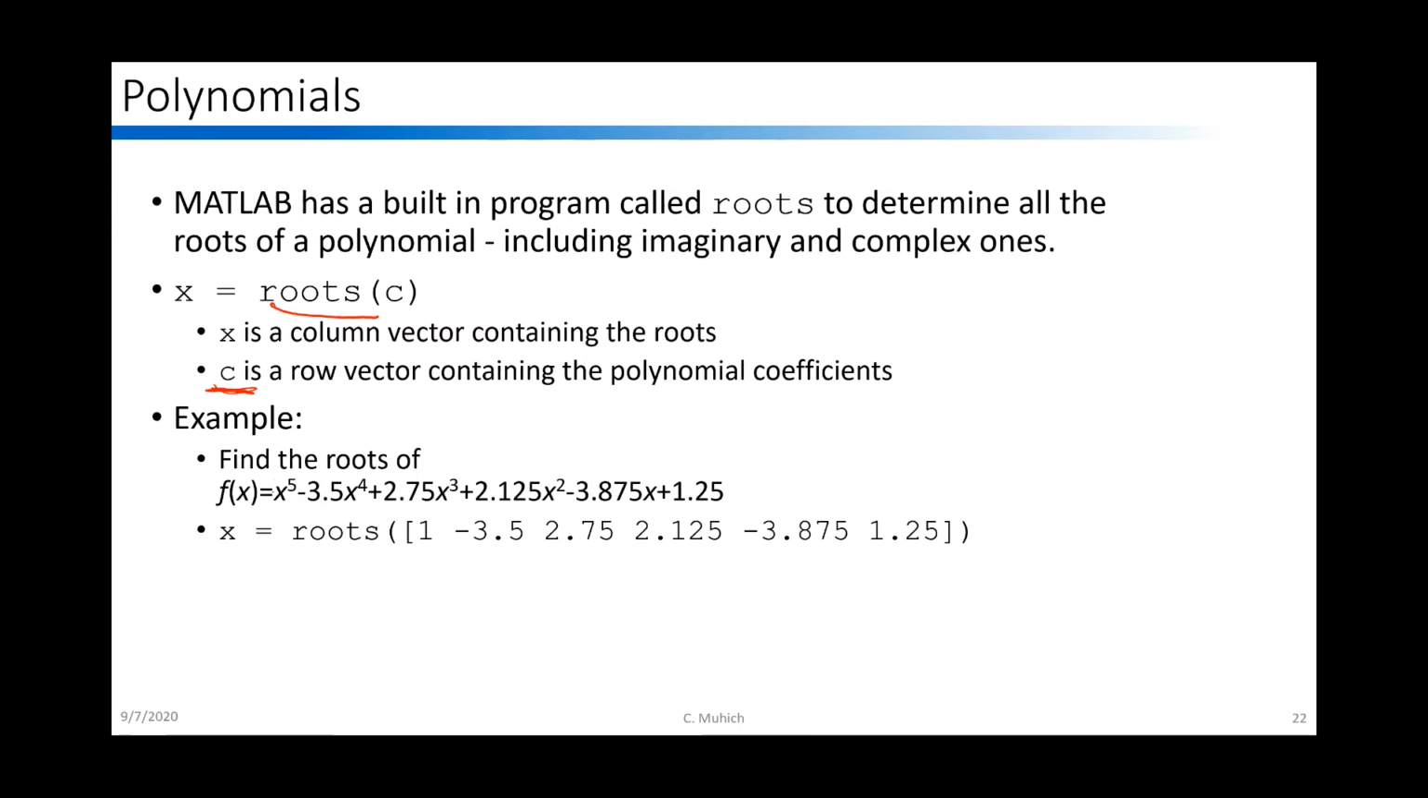I'm going to take the coefficient in front of each of those different x's and put them into this coefficient vector. So right in front of that x to the 5th, there's a 1. So that goes here. Next, we have negative 3.5. If I look at the x to the third term, it's 2.75. Put that in here, et cetera, all the way down to the value that is x to the 0 power, which is plus 1. That's that last value. All right, so here I have my C vector. I just call roots, and MATLAB will show what the roots are.